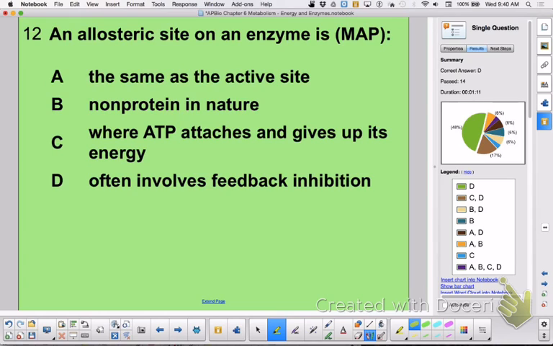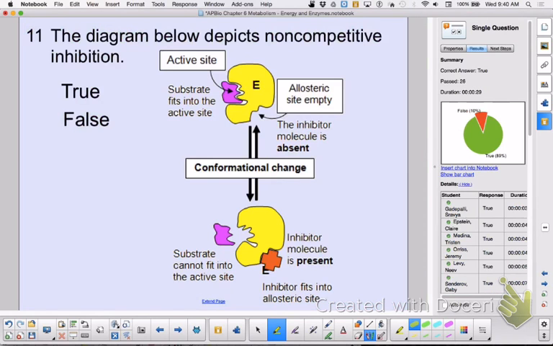No, the allosteric site is your secondary site. That's where your non-competitive inhibitor combines. Active site, allosteric site, two different things. Look right back at this question that we just did. Here's the active site where the enzyme binds. The allosteric site is a secondary site.